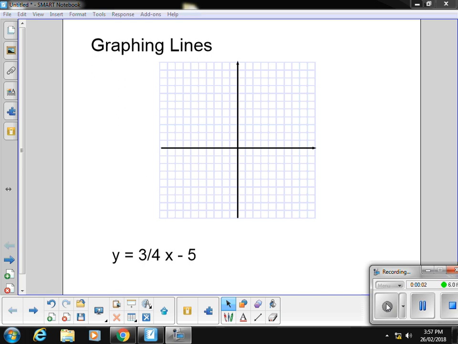Hi, grade 10s. We're going to be looking at graphing lines today and looking at lines in different forms. Slope y-intercept form, which we're really good at graphing, and graphing lines that are in standard or general form. So we're going to teach you a little trick about that today.